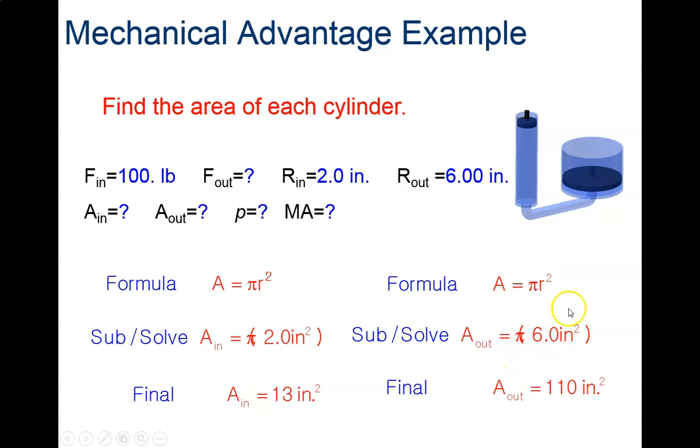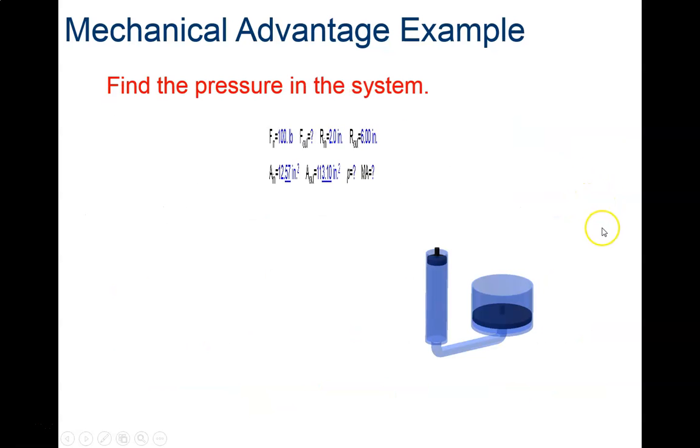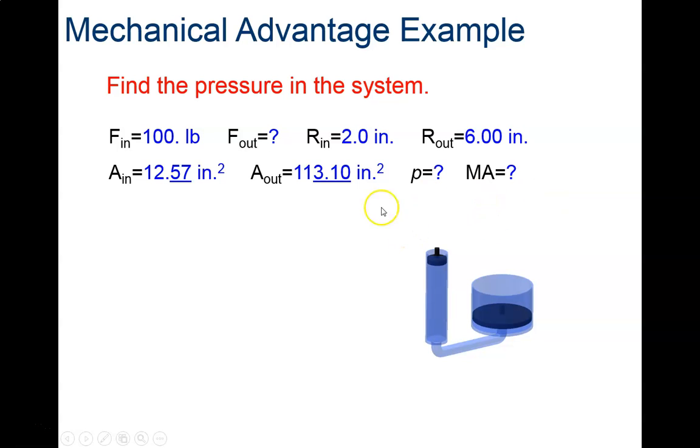And this one, pi 6 squared, this is 110 square inches. Okay, so 13 square inches and 110 square inches. So we have a lot more area on the bigger piston. The next thing we need to do is find the pressure in the system.